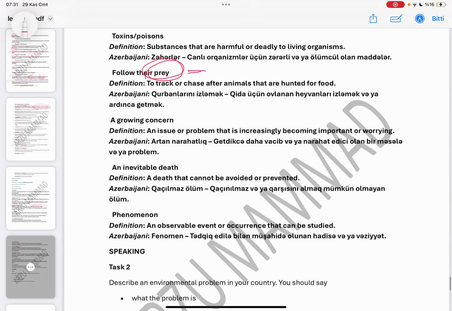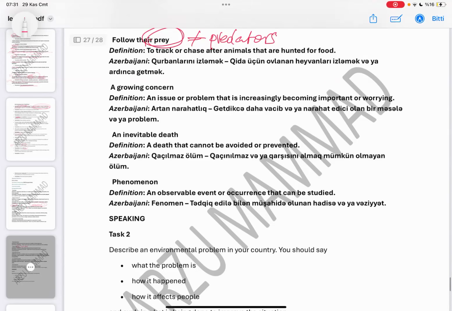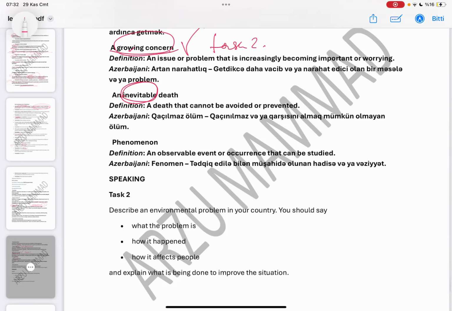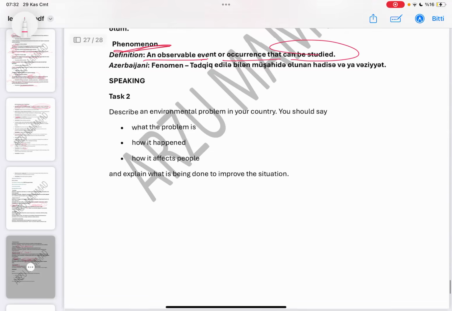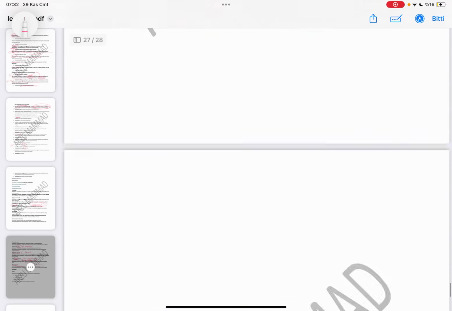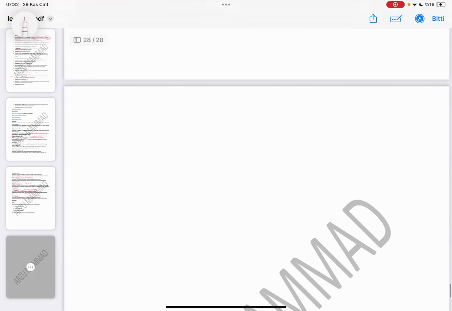Prey, we have already discussed. Opposite of it is predator. And predators prey on prey. A growing concern, like increasing problem. So it is very good for your task too. Blah, blah, blah has become a growing concern, for example. Inevitable. Inevitable means if something cannot be avoided or if something cannot be prevented, it is inevitable. Phenomenon. Phenomenon is an observable event or occurrence that can be studied. Sometimes theory can replace this word.